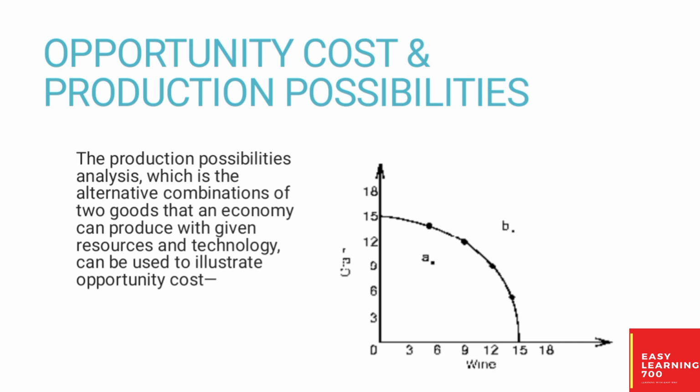Achieving point B is possible through economic growth, which involves increasing the economy's capacity to produce goods and services over time by improving technology, increasing resources, or enhancing productivity. So we can achieve point B by improving technology, increasing resources, or enhancing productivity.